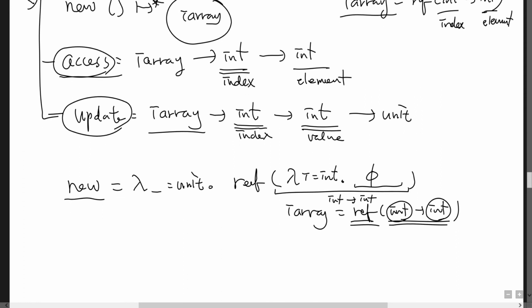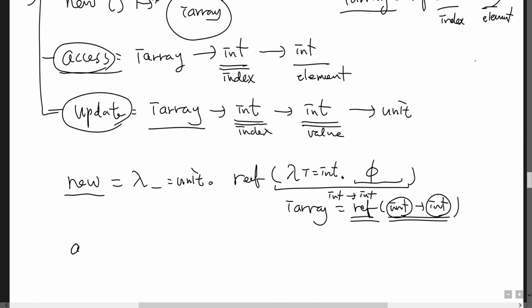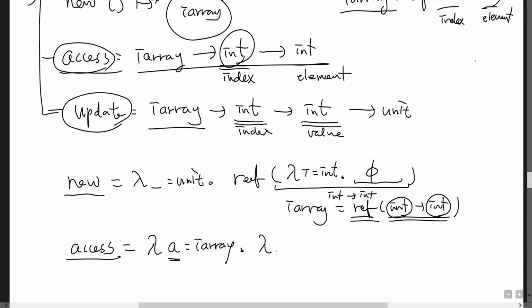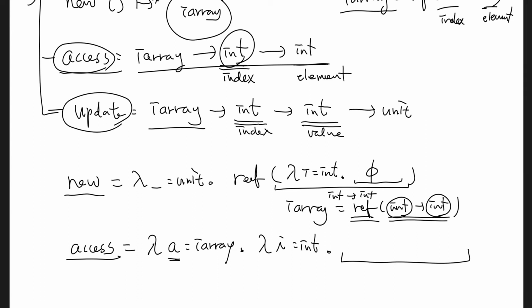Now let's implement access. Access has this type: give me an integer array, let's say this a. Okay, so this is the integer array, and give me an index I. Now we are supposed to return the element of this array at the index I.